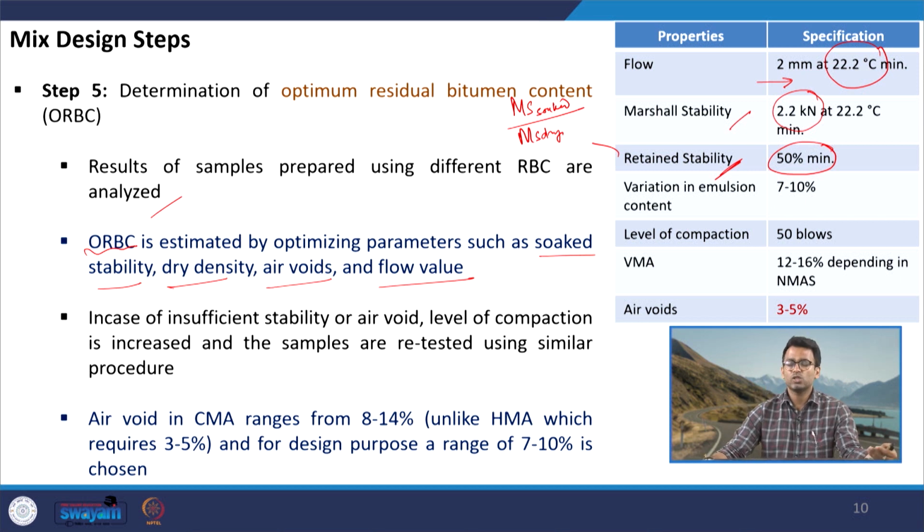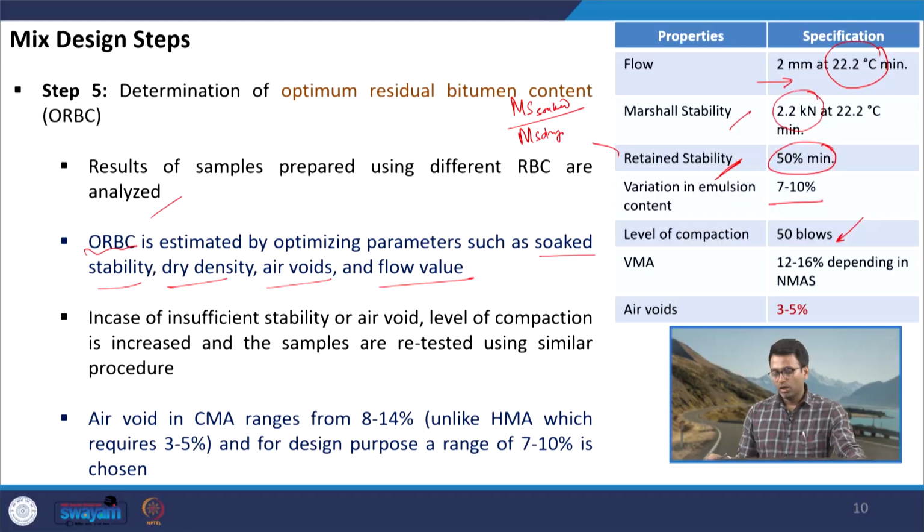The emulsion content is typically varied from 7 to 10% while preparing the mixes. The level of compaction is 50 blows, this I have already discussed. The minimum VMA depends on the nominal maximum aggregate size. Now, again talking about the nominal maximum aggregate size, the Ministry of Road Transport and Highways has given some specific aggregate gradations to be followed. Researchers have also used conventional gradations like BC and DBM for preparation of cold mix asphalt. IRC SP 100, which is again a specification on cold mix asphalt, has given gradations related to semi-dense bituminous concrete, dense bituminous macadam and also bituminous macadam.